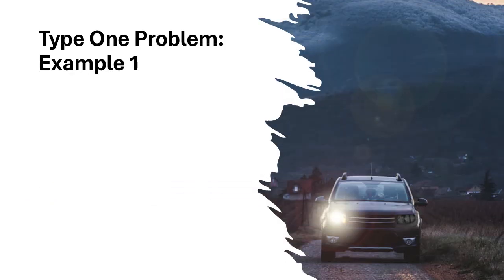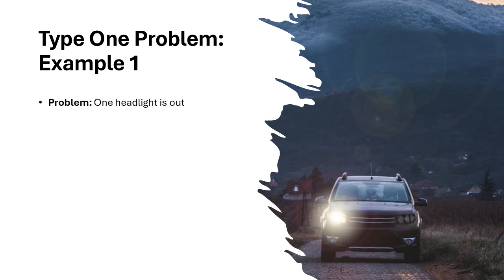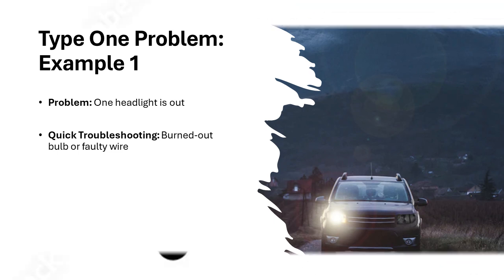Example 1. What do you think the problem is in this picture? We see a car with only one of the two front headlights lit up. Resume the video when you're ready. Without knowing why the headlight is out, we know we need to fix it so the car is illuminated properly and the driver doesn't get a ticket. Some quick troubleshooting will tell us if the bulb is just burned out or if there's a faulty wire, and we can replace or repair that item.